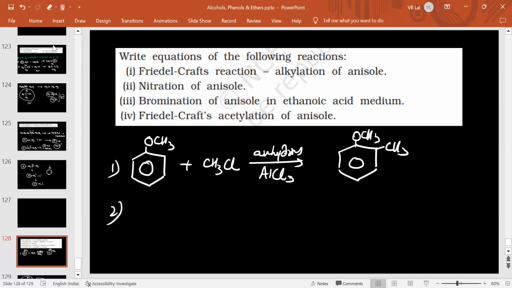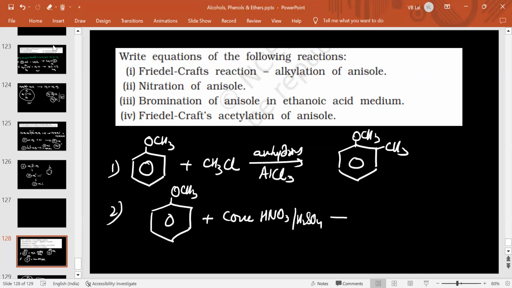First one. Second one is nitration of anisole. Anisole is OCH3. Hari Raghav, tell me, what is the reagent that we use? It can be done with HNO3, ma'am. Yes, concentrated HNO3 and H2SO4, right? So you will get ortho-methoxy nitrobenzene and also para-nitrobenzene.